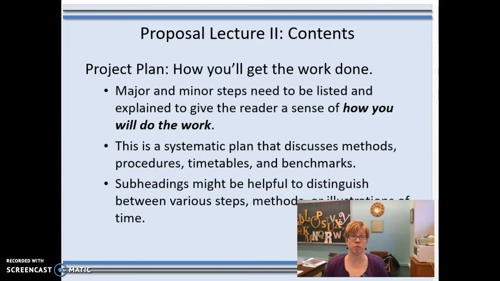So the next part is how you're going to get the work done. You need to list out what the major and minor steps are. It's a systematic plan. It discusses methods, procedures, timetables, and benchmarks. You might find that subheadings are really helpful. Things like your objectives might get revamped in this section and described in more detail. Things like a Gantt chart are going to come in handy in this part.